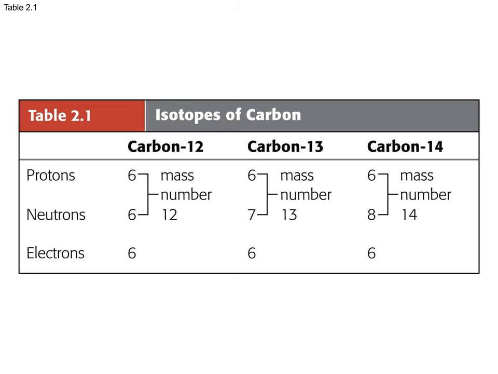You also have carbon-14, which again, because it's carbon, has 6 protons. But in this case, you have 8 neutrons, so you have a mass number of 14, and then you still have 6 electrons.